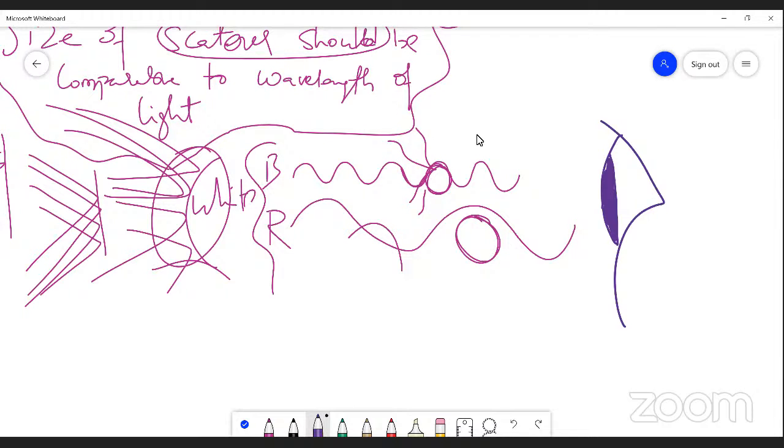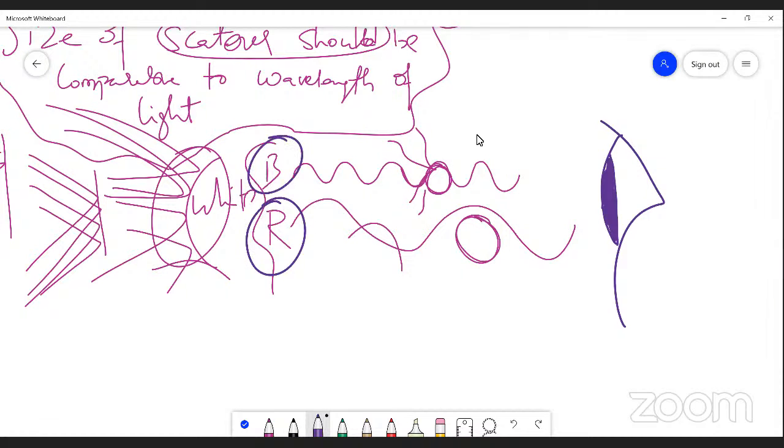But at sunset and sunrise, the maximum blue color is scattered away and the red is not scattered. That's why the red waves reach our eyes. The sunset and sunrise appear reddish in the morning and evening time. That's why it's very important.